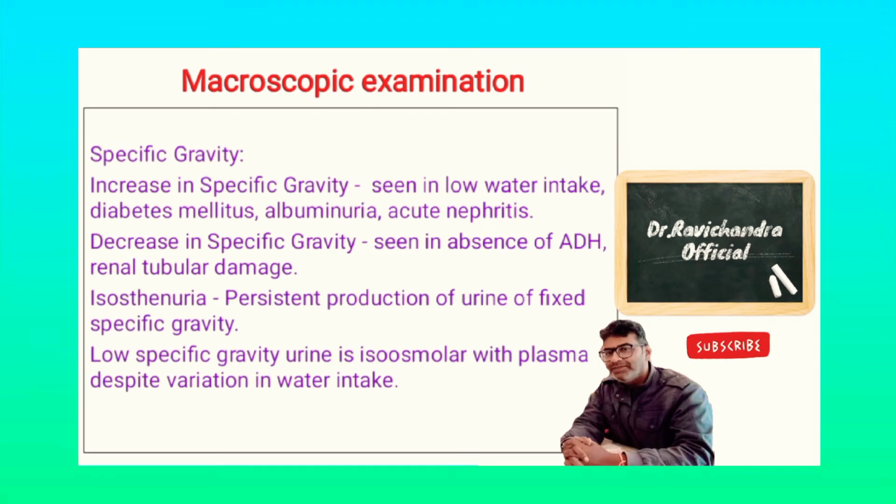Specific gravity is increased in lower water intake, diabetes mellitus, albuminuria, acute nephritis, and decreased in absence of ADH hormone and renal tubular damage. Isosthenuria is persistent production of urine of fixed specific gravity, seen in multiple myeloma and renal failure. Low specific gravity urine is isoosmolar with plasma despite variation in the water intake.